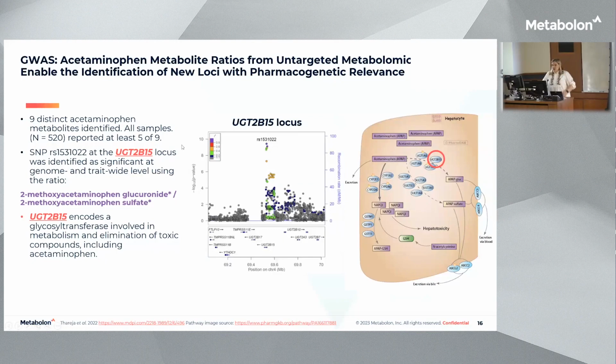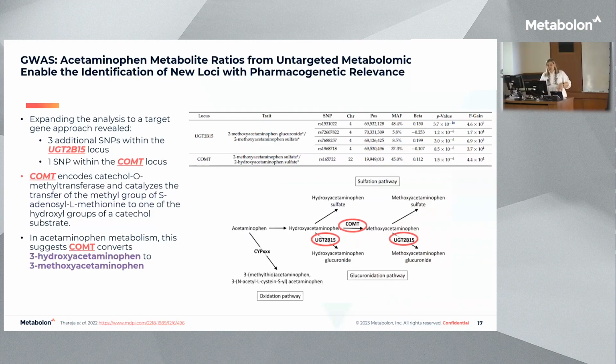So 3 SNPs total under this UGT2B15. That's already known to play a role, but he also found a strong association with catechol O-methyltransferase, mutations in this gene. This was new and had not really been noted before. So even in something as prevalent and as well studied as Tylenol, there are still new discoveries to understand the influence of genetic mutations and how they impact our ability to process something as common as Tylenol.